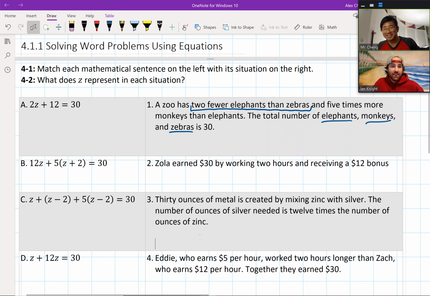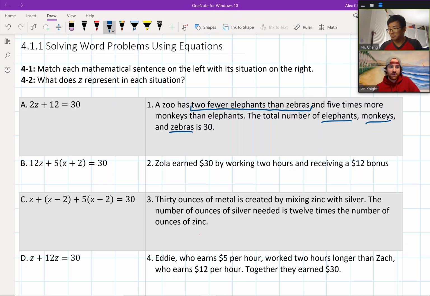Beautiful. Yeah. So getting back to it, we're looking for something with 3 terms. We know that we've got some less than, we've got factors of 5 here, and we want to add up those total numbers. So based on all that information, we know part C here is going to represent situation 1.